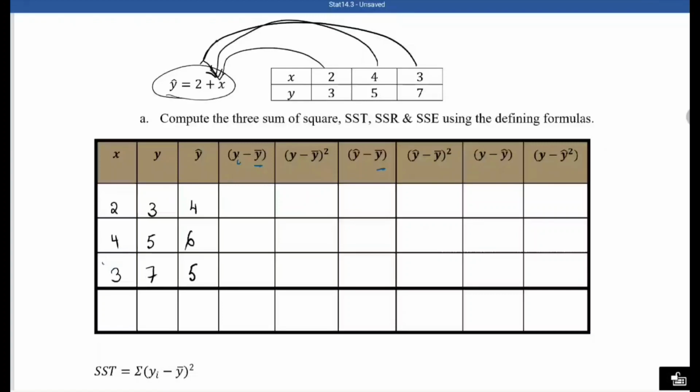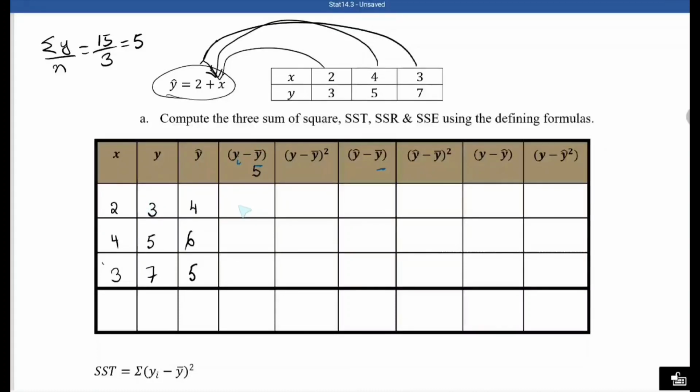So how do you find the mean of the y values? Again, the formula for mean is sigma y over n. So the sum of all your y values, 7 plus 3, 10 plus 5, 15, divided by 3 is 5. So our y bar value is a 5 here. Okay, so now we can do the subtraction. Y minus y bar, not y hat. That's for SSR, all right? For SST, it's y minus y bar.